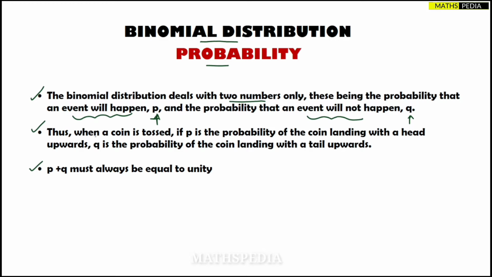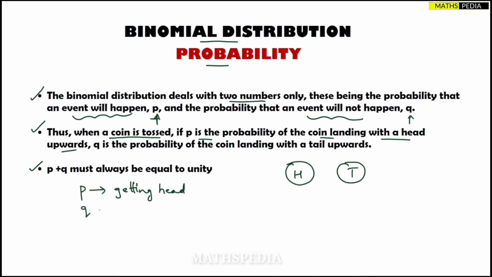Now, second point, we'll consider one example when a coin is tossed. When a coin is tossed, we have two possibilities: one is heads, another is tails. So P, as I said before, is the probability of the coin landing with the head upwards. It is not necessary that you take head only, you can take tail also. Suppose P is the probability of getting head, what will be Q? Q will be not getting head, so indirectly that means getting tail.